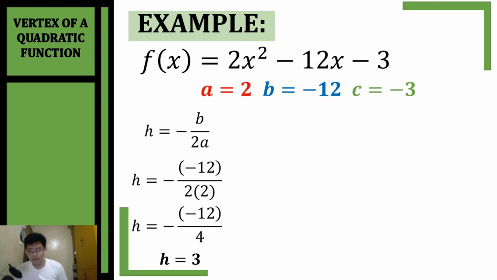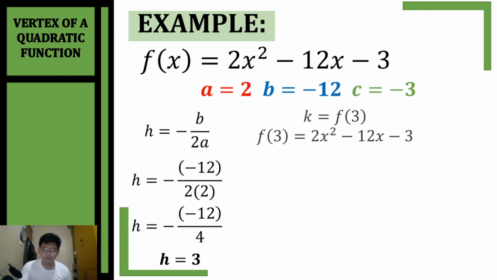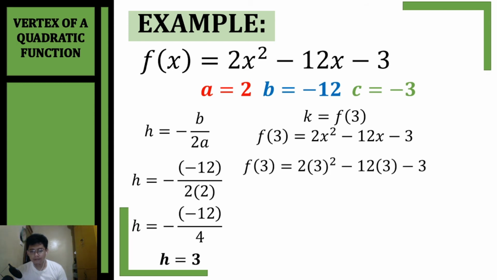Now, to get our y-coordinate, since we have a whole number here, I will not use the formula of y-coordinate of the vertex, but instead I will substitute the value of our h to our original function. So substituting that, replacing all the x variable by 3. So I will have 2 times 3 squared minus 12 times 3 minus 3. And then simplify, we will have 18 minus 36 minus 3.